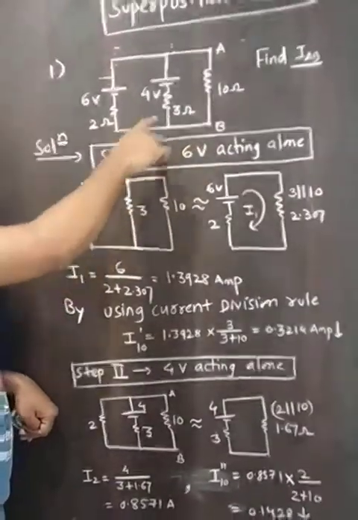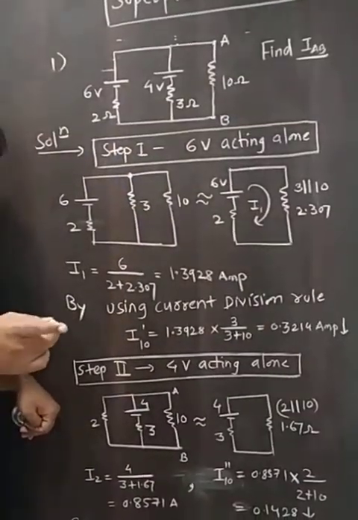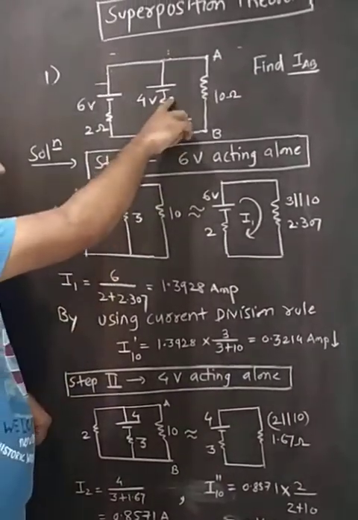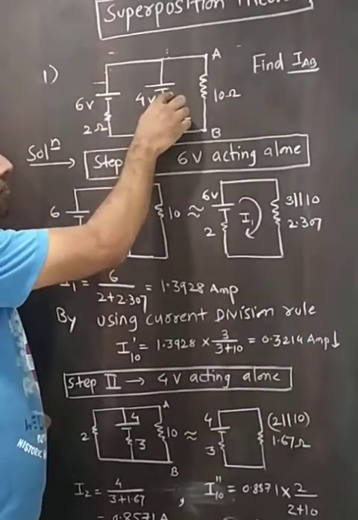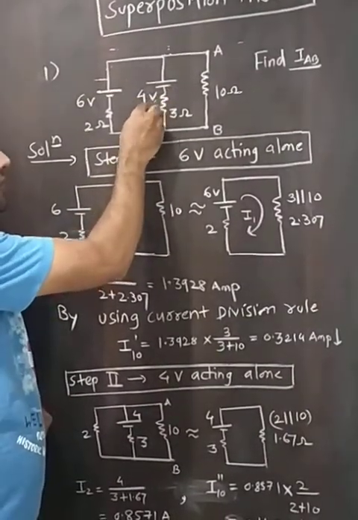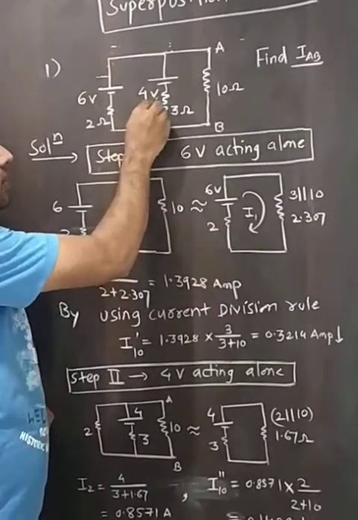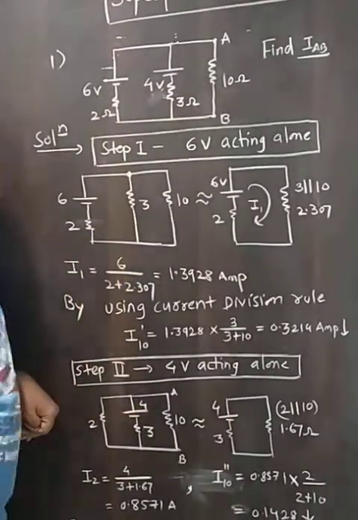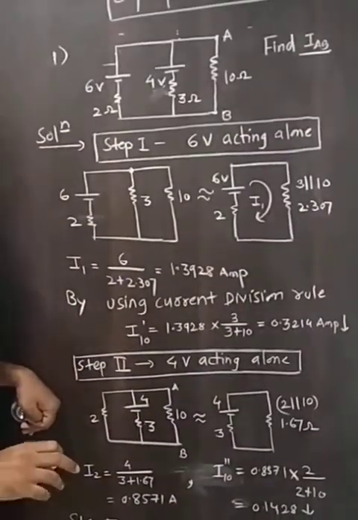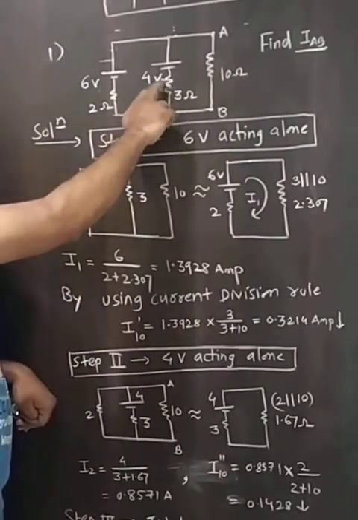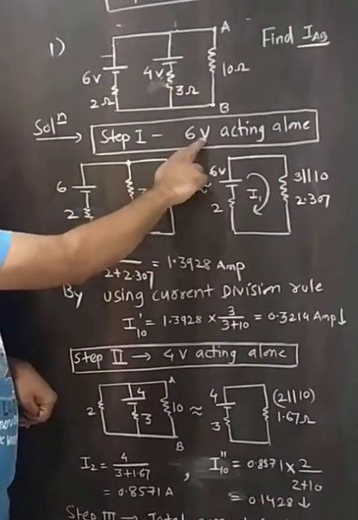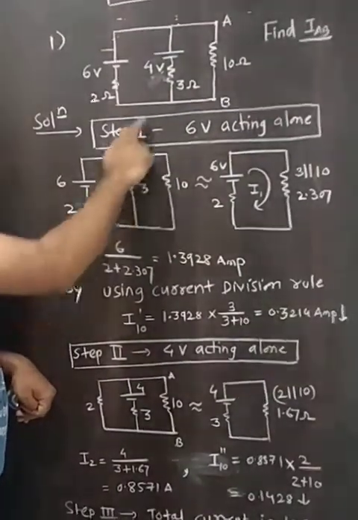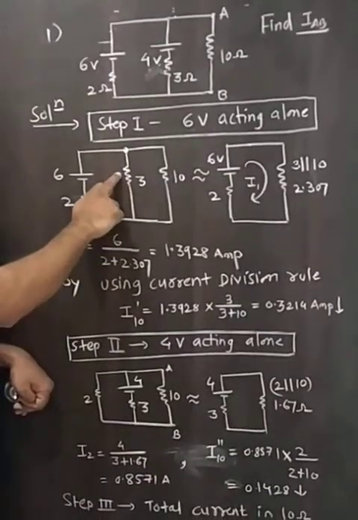While doing this, the remaining source is replaced by its internal resistance, if any, as per the statement. If this battery source is expressed as 4 volt and 1 ohm, then this 4 volt is replaced by 1 ohm. Now in this case, the internal resistance of this 4 volt source is 0, so we can directly short circuit it. So in the first step we will consider 6 volt only, and we will replace this 4 volt source by a short circuit.